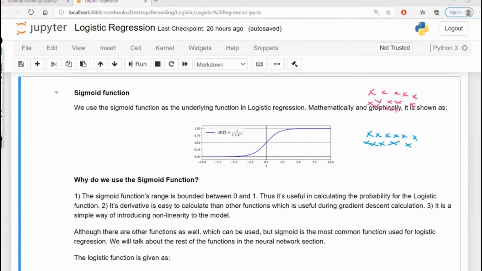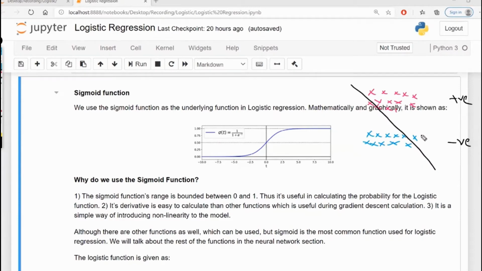Now if I want to draw a line to divide these two sets of data points, suppose I call this one positive and this one negative. I cannot draw a line something like this. I cannot draw a line something like this either. So they are not linearly separable. If I draw a line something like this, then what is going to happen? Let's take this example. In this case, some of my data points come over here.